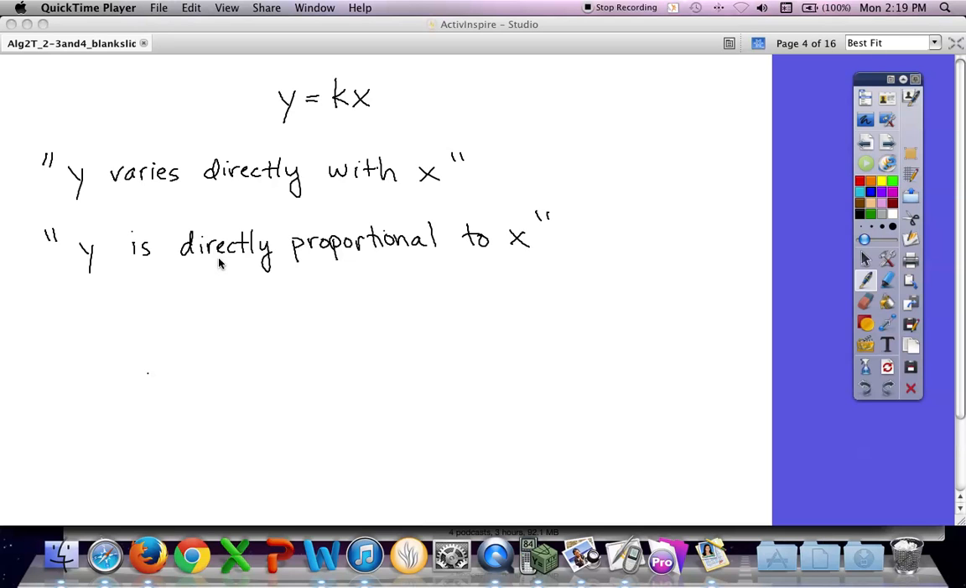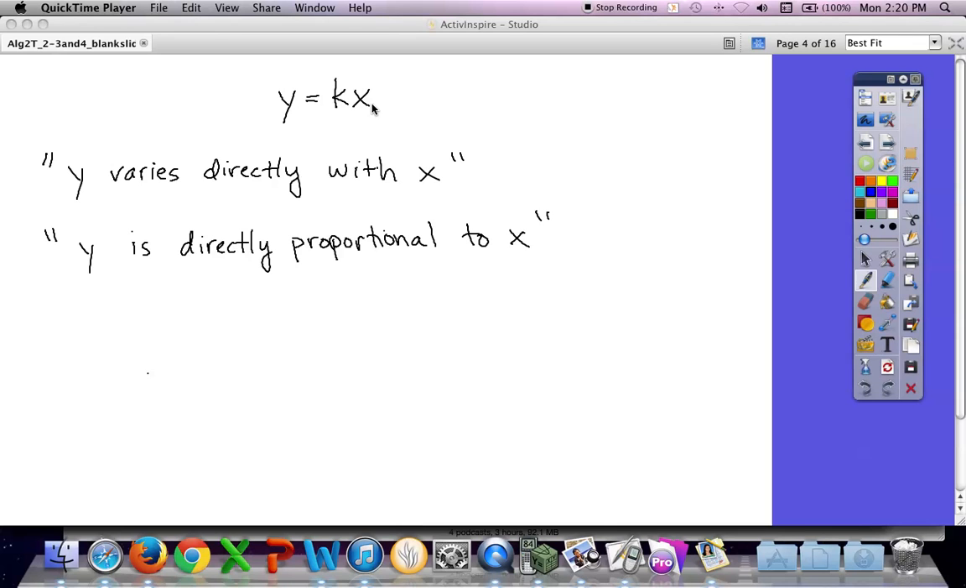So in this book, this is the way they word this. They say y varies directly with x. That's what y equals kx means. It's more common to see it as saying y is directly proportional to x. And it's one of the reasons why it's one of our SOL items. It was one of our objectives that comes right out of the SOLs.